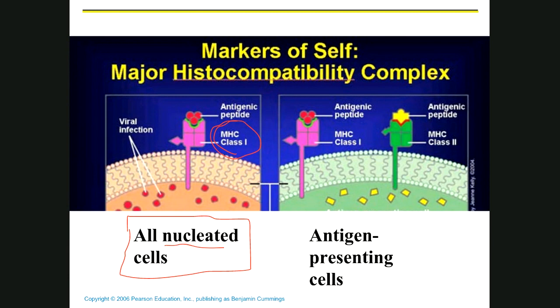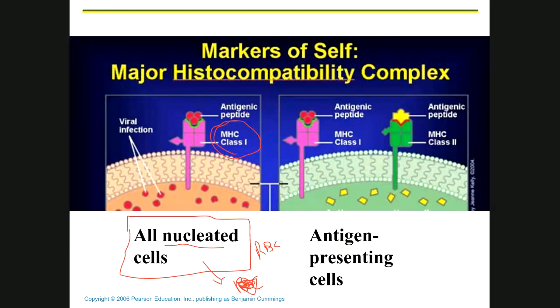So all nucleated cells. So let me ask you a question. Do you think you have MHC class 1 on red blood cells? Do you have it on red blood cells? Yes or no? So Doris says no. Why not? Why don't you have it on red blood cells?